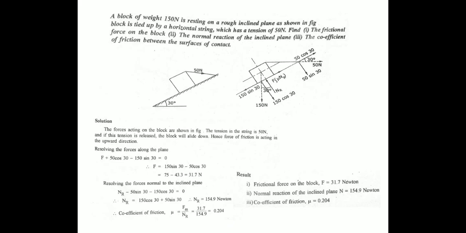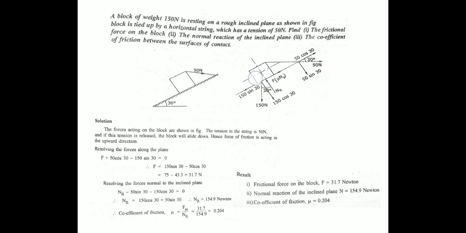A block of weight 150 Newton is resting on a rough inclined plane as shown in figure. Block is tied up by a horizontal string which has a tension of 50 Newton. Find number 1, the frictional force on the block, the normal reaction of the inclined plane, the coefficient of friction between the surfaces of contact. So a block is placed on the inclination. The inclination angle is 30 degree. The block weight is 150 Newton. The block is tied by a string with a tension. The tension is 50 Newton.